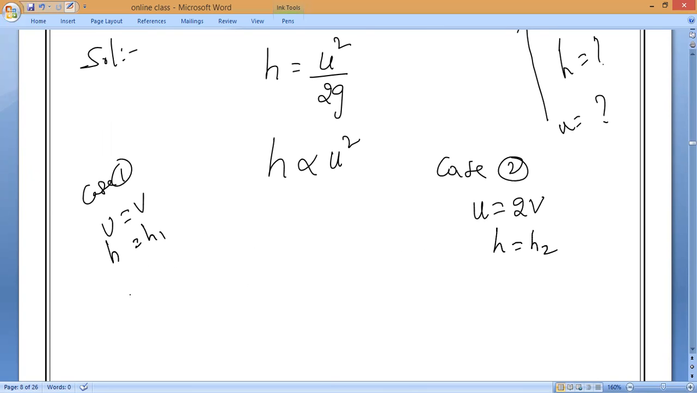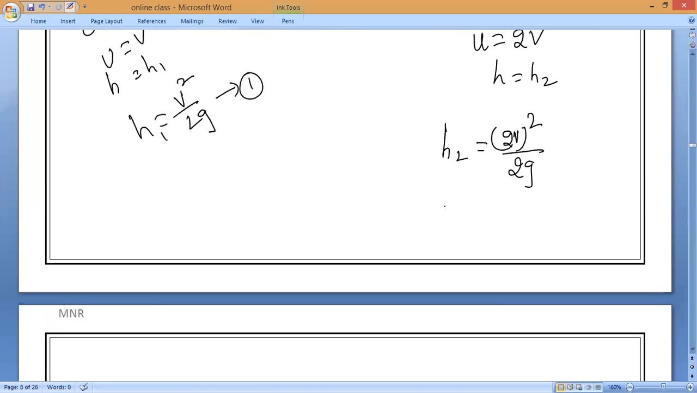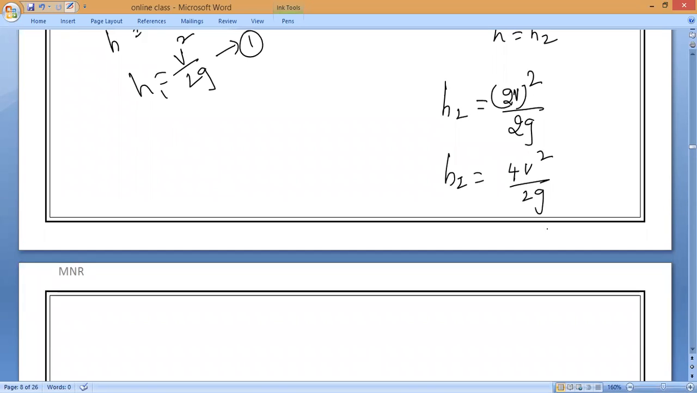Now, in which formula will we substitute? h1 is equal to v square divided by 2g. Let me assume this is equation 1. Now h2 is equal to, with u as 2v, (2v) square divided by 2g. Now h2 is equal to 4v square divided by 2g. The 2s will not get cancelled, so can I write it as 4 into v square by 2g?